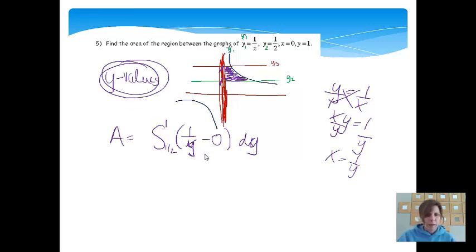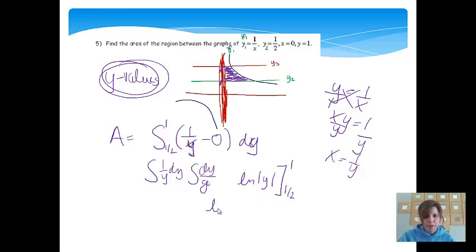Okay, I'm going to call this one a non-calculator problem. Let's see how we do on it. First of all, minus 0 really means nothing for me. So I just want the integral of 1 over y dy. And hopefully if we rewrote that as dy over y, we can recognize that as an ln. So this is going to be the ln of the absolute value of y. We're going to evaluate it at 1 and 1/2. So I'm going to have ln of 1 minus ln of 1/2. I dropped the absolute values because those are both positive numbers. The natural log of 1 is 0. And so this would be my answer.